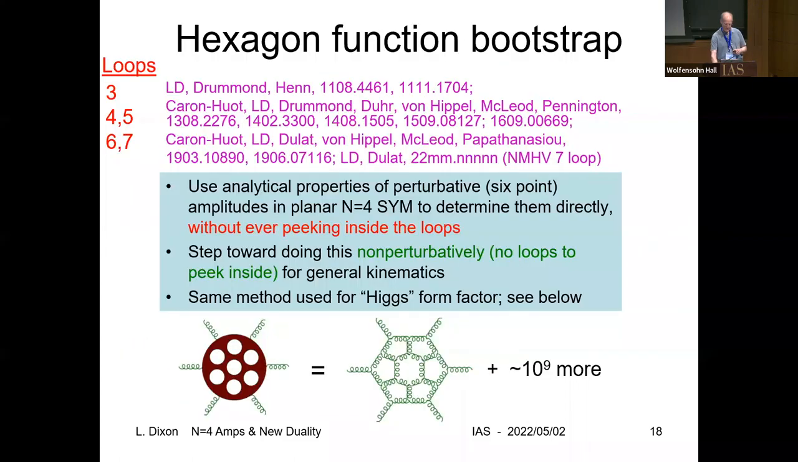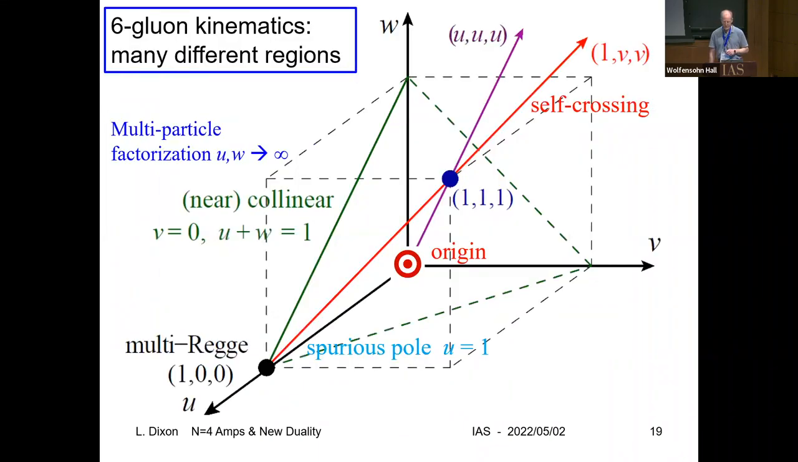But the bottom line is that we have a lot of data for amplitudes up to 7 loops that we can dig out and test for various properties. And it's a pretty rich region. There are many different kinematic limits to explore. There's one region I mentioned in the earlier talk. I mentioned that there's a self-crossing limit where the hexagon twists down, so it almost looks like 2 squares with 2 lines coming very close to each other. That's this red line here.